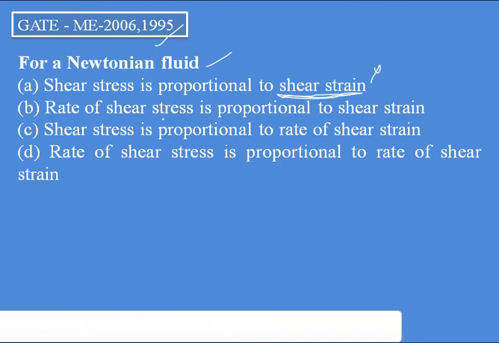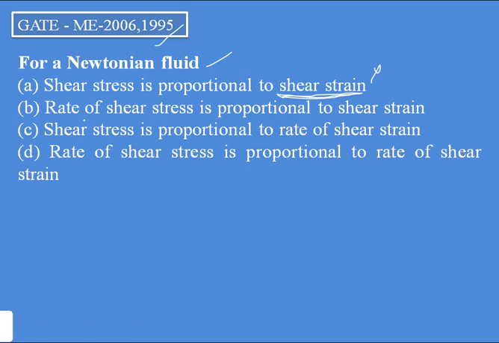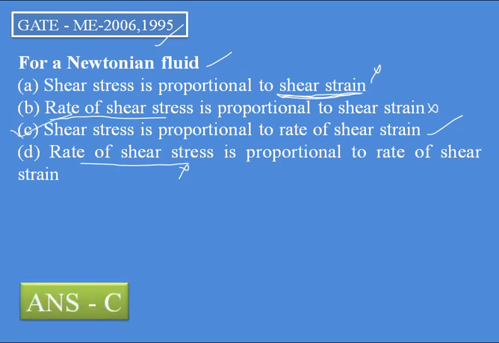No. And coming to the rate of shear stress, we don't have that in Newtonian fluids, so it is wrong. And coming to shear stress is directly proportional to rate of shear strain. Yes, this is the right one. But once again, we'll check D also. Rate of shear stress: we don't have such a word in Newtonian fluids or in properties of fluids. So, okay, C is correct. Answer C.